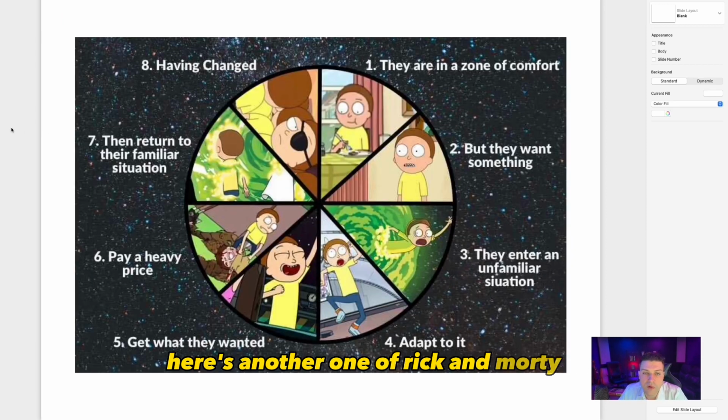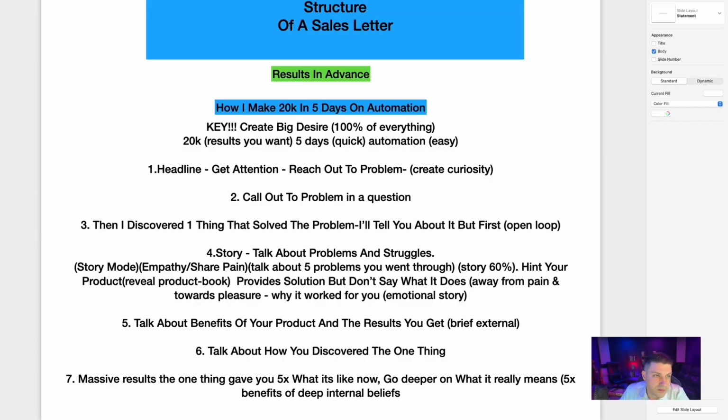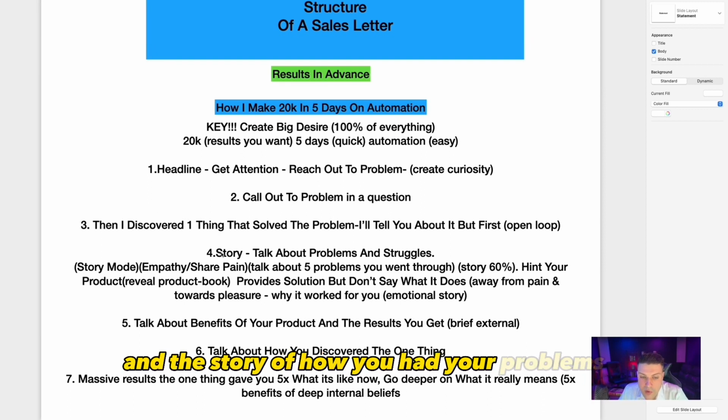Here's another one, Rick and Morty. This talks about how they go through their journey. But what I do is, if you want to talk about your journey, I would definitely talk about the pains and the story of how you had your problems.